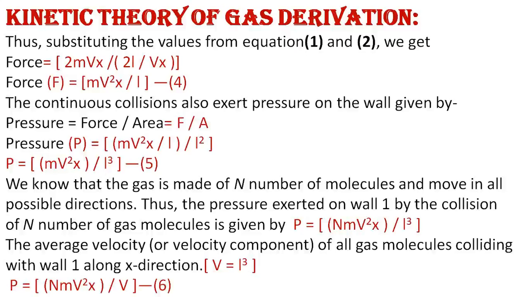We know that the gas is made up of N number of molecules moving in all possible directions. Thus, the pressure exerted on wall 1 by the collisions of a number of gas molecules is given by P equals N, the number of molecules, times mv square x, where v square x is the average velocity component of all gas molecules colliding with the wall along the x direction, and we replace the value of L cubed by V. So P is equal to N mv square x over V.